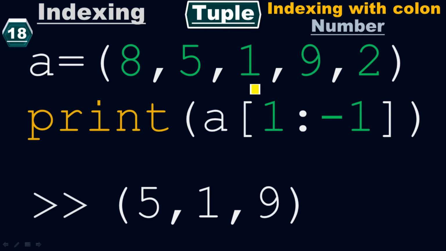Because remember, the tuple starts from 1 at index 1. So we will have 5, 1, 9. And the final output with the parenthesis. As I told you, the -1 index is not included.